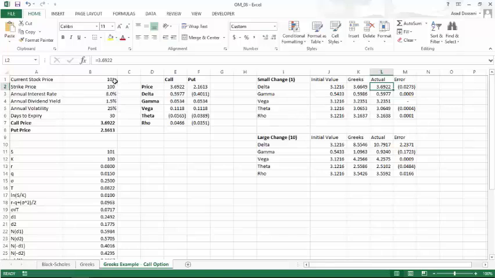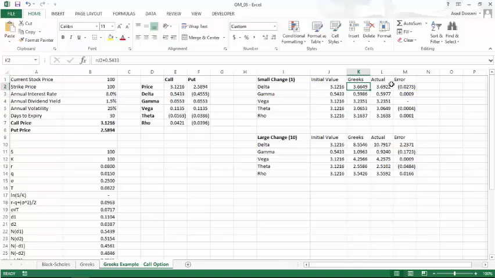Okay, and you can see they're not exactly the same, right? According to the Greeks, it should have gone up to 3.6649, but what it actually went up to was 3.6922. So this is the difference between the two. This is the error, and you can see it's pretty small. It's about 0.02 rupees, which is not very large, and this is a small change. So the Greeks are a good approximation when it's a small change.